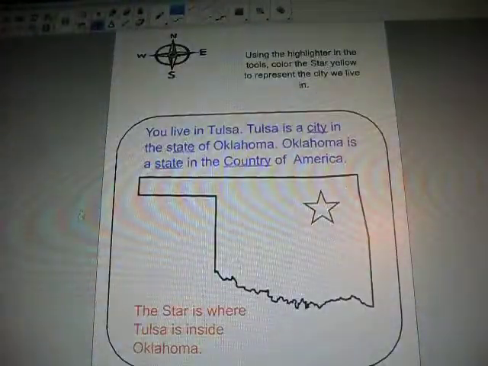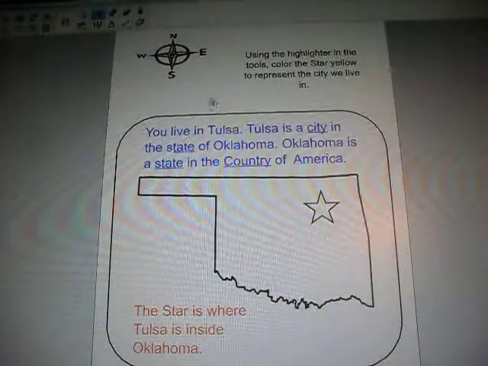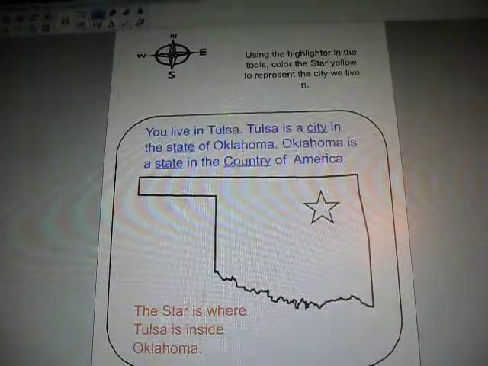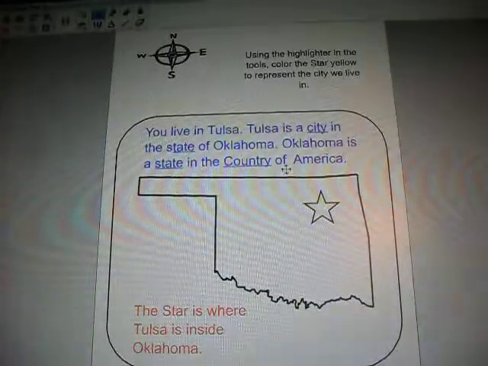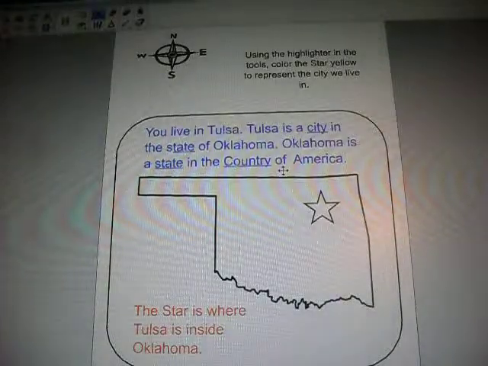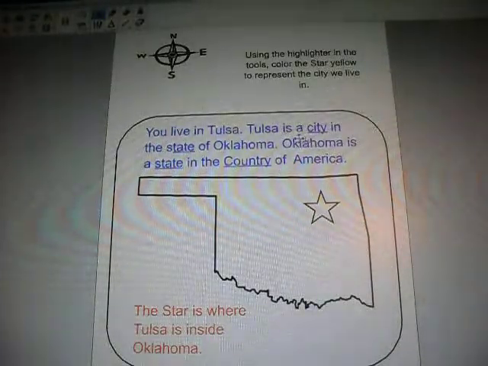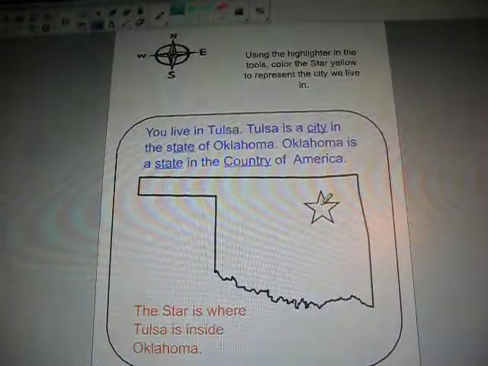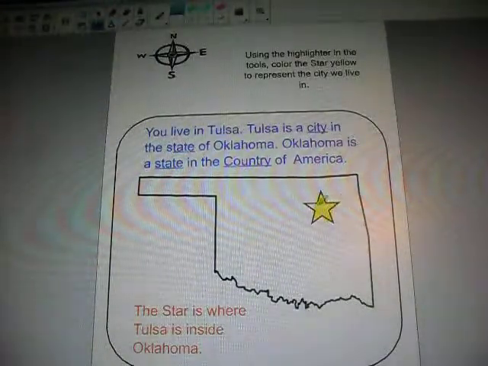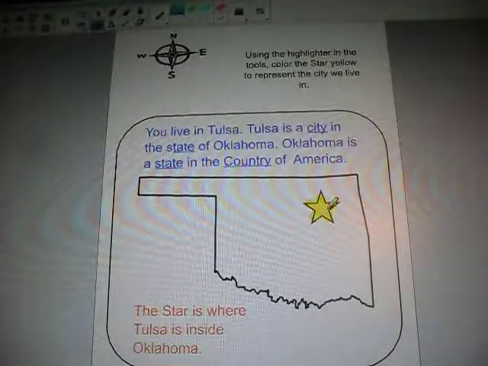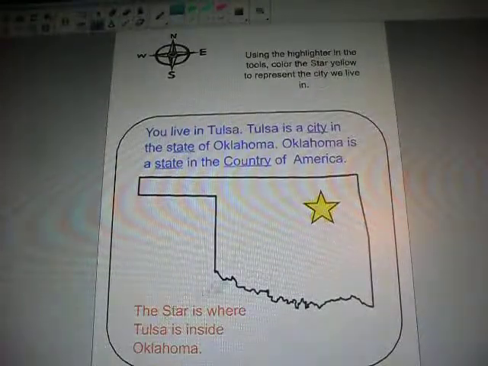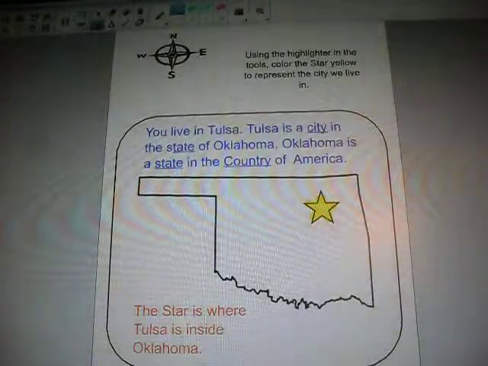The next slide is talking about the state that the children live in. They live in Tulsa, and it's the city and the state of Oklahoma. Oklahoma is a state in the country of America, and we're not actually talking about America as a country yet. We're just talking about Tulsa and Oklahoma right now. So I've asked them to use a highlighter and color in the star, which represents where Tulsa is in Oklahoma. Down here at the bottom, the star is where Tulsa is inside of Oklahoma. So this is the state of Oklahoma, and this is where Tulsa is, where they live.